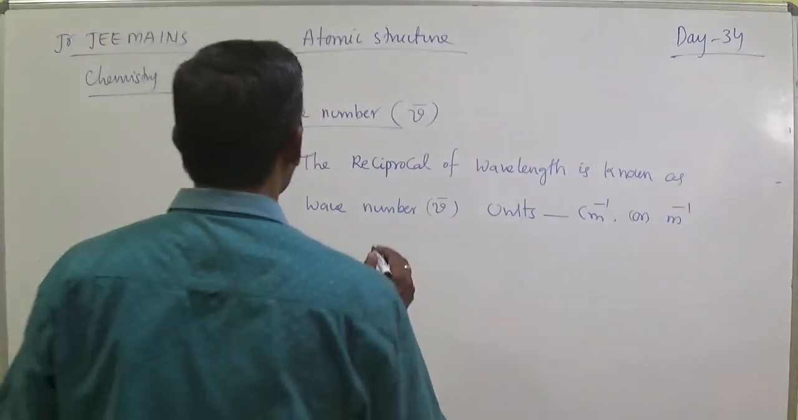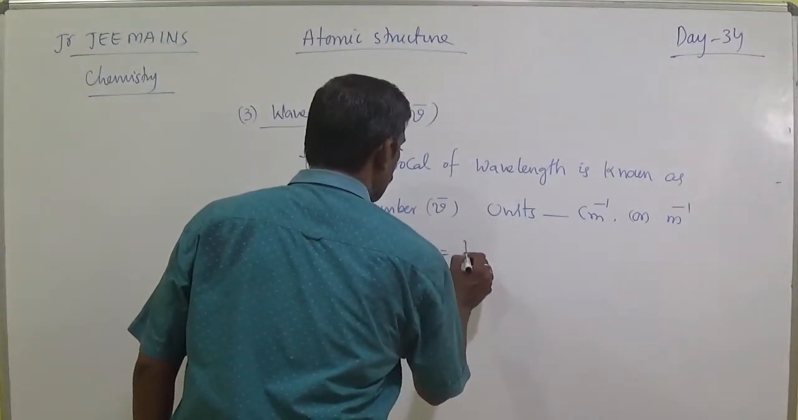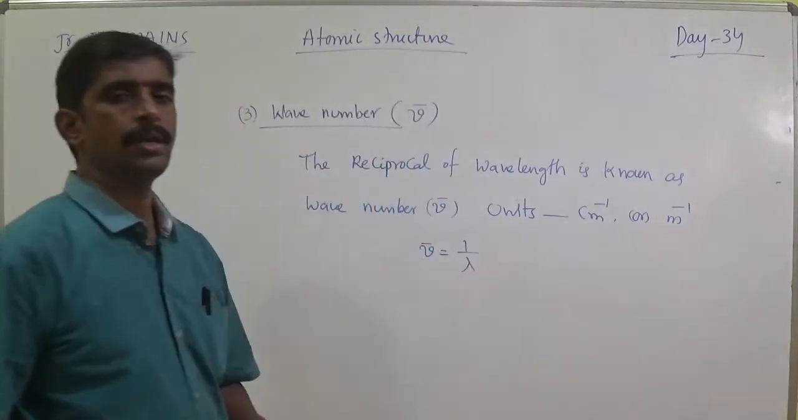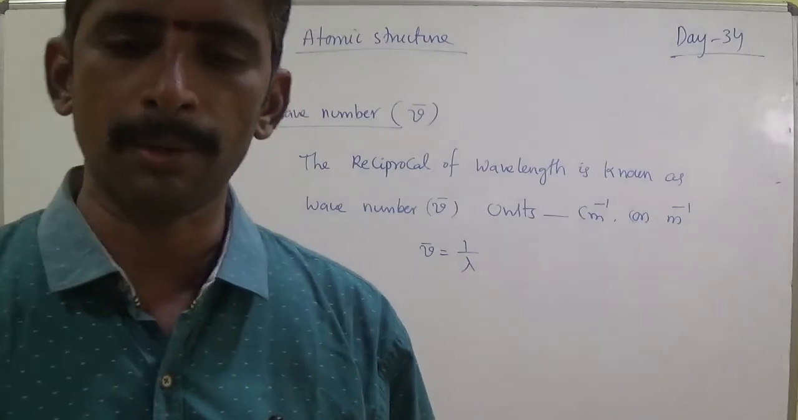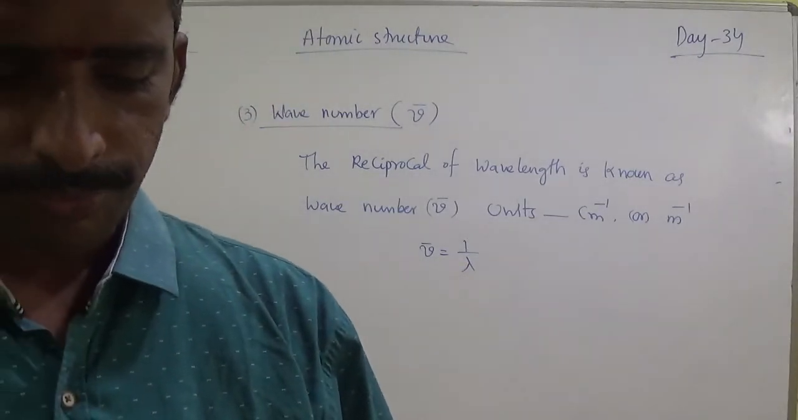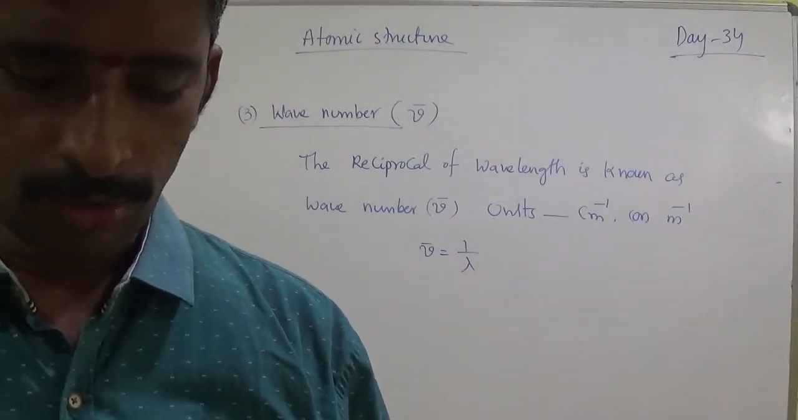Simply, wave number nu bar equal to 1 by lambda. So these are wave number.